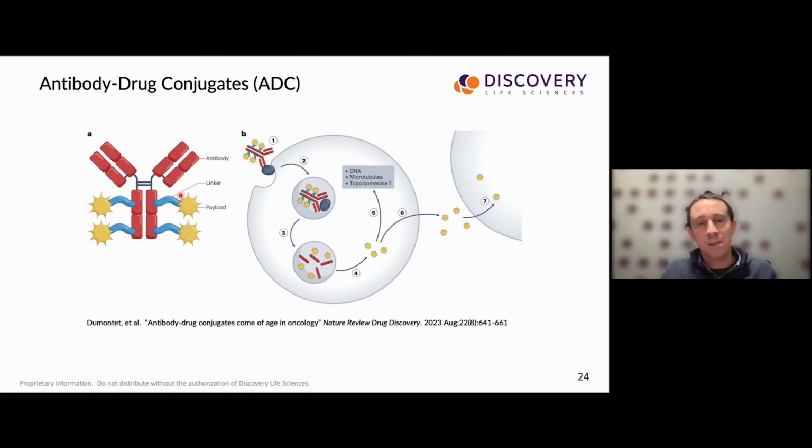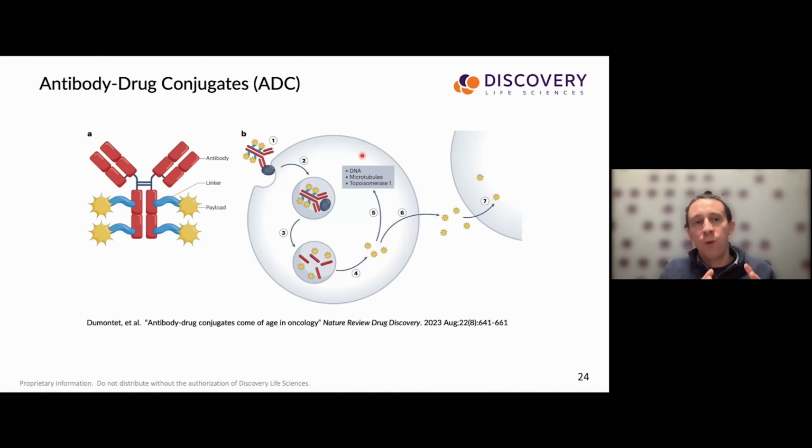So when this antibody is administered, it binds to its target on the cell surface. It is internalized, and in the lysosomal, endosomal compartments within the cell, those linkers are cleaved, the payload is liberated, and it can therefore mediate its effects on the cell. And the payloads generally will focus on any of three different components, either DNA itself, microtubules, or topoisomerases.